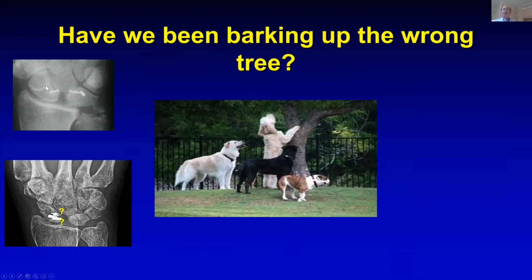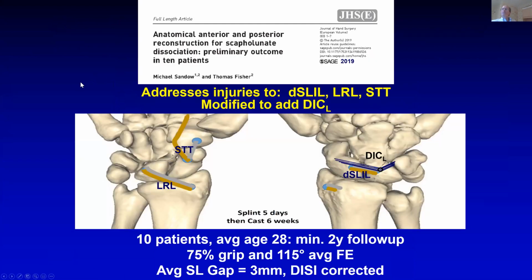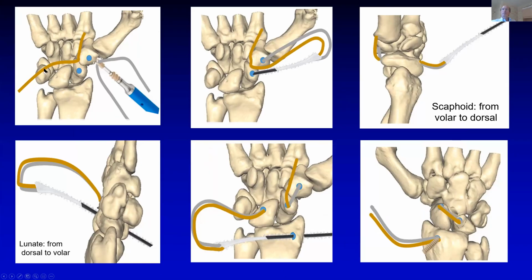So have we been barking up the wrong tree? Have we been concentrating on the wrong parameter of scapholunate dissociation? It's more than a gap. From Adelaide, Australia, Michael Sandow's novel reconstructive technique addresses not only the scapholunate gap, but reconstructs each of the critical ligaments of the carpus. The technique uses a 3 mm flexor carpi radialis tendon graft based distally and reinforces it with a 2 mm synthetic tape.